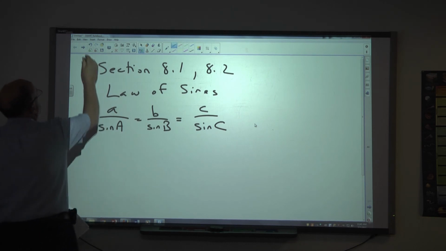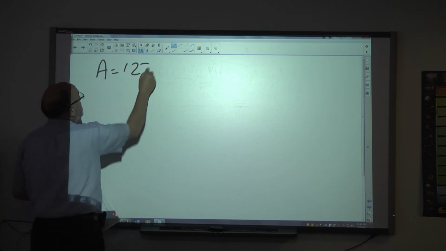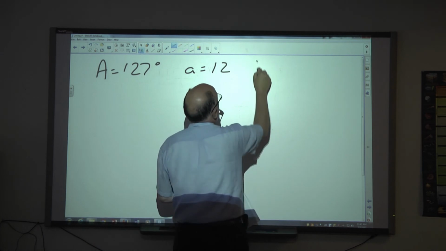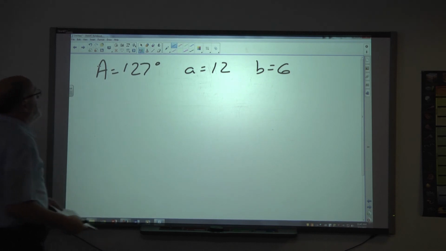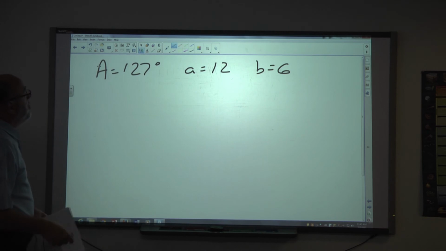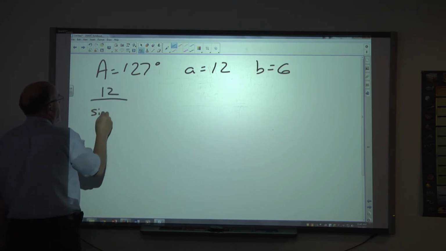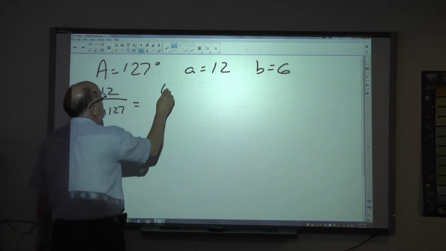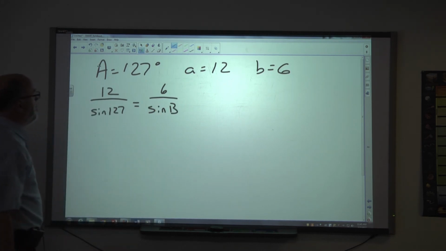For example, let's say we have a triangle where angle A is 127 degrees, side a is 12, and side b is 6. And I want to know what is the measure of angle B, what's the measure of angle C, and what's the length of side c. We can make use of the law of sines, so we would have 12 over the sine of 127 equals 6 over the sine of B, and we're going to solve this for angle B.